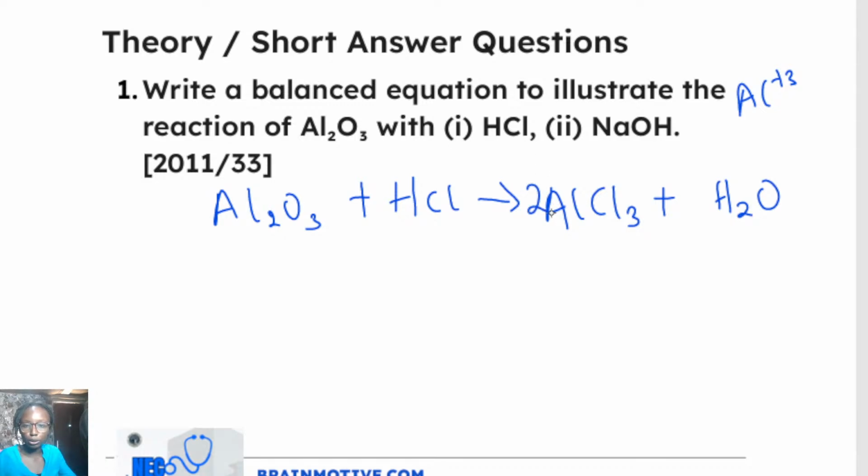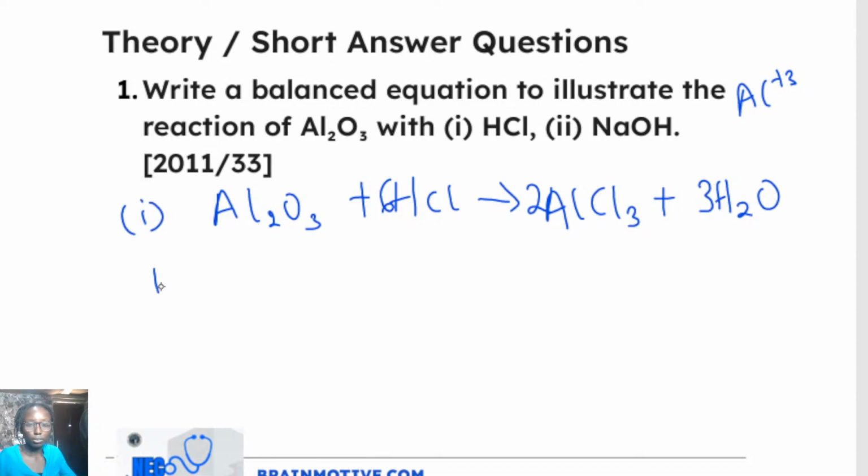Let's try balancing the aluminium first. That now gives us 6 chlorine, so if we want to balance the chlorine, we have to put 6. That now gives us 6 hydrogen, so we have to fix that. We have 3 here, and then the oxygen is balanced. So that will be for the first equation.